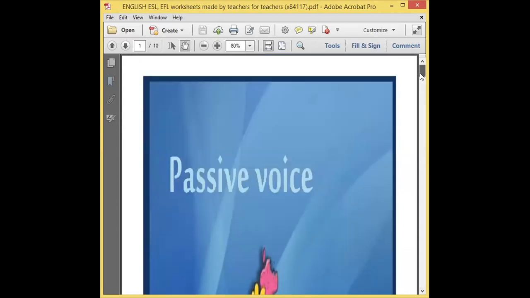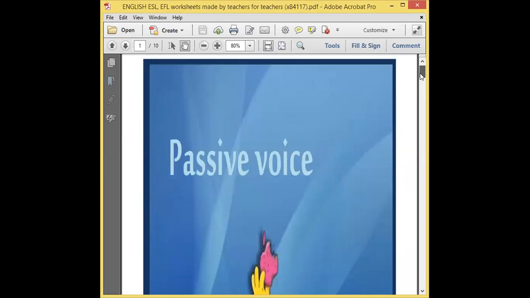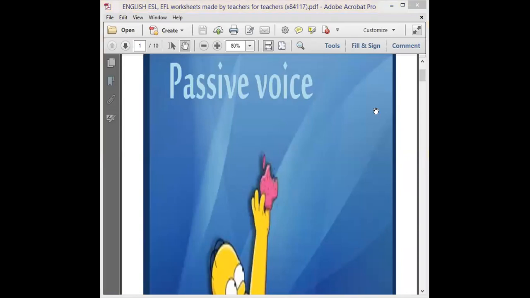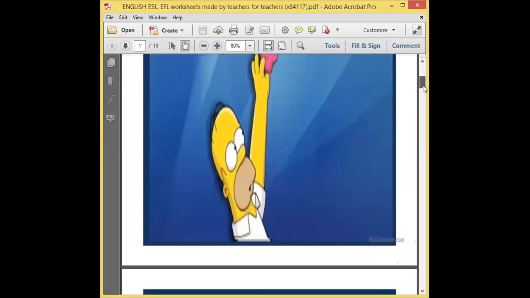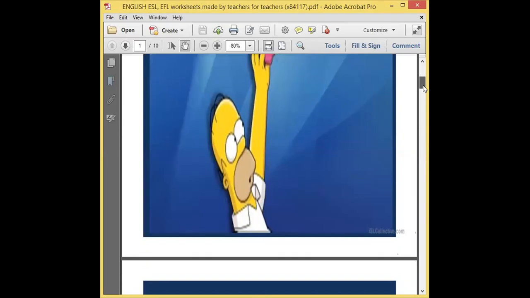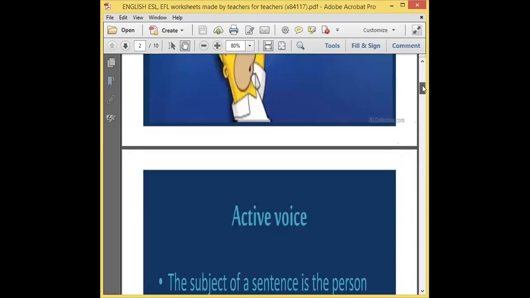So in English, we have what we call the passive voice and the active voice. Don't forget to turn off your cameras and microphones, okay?